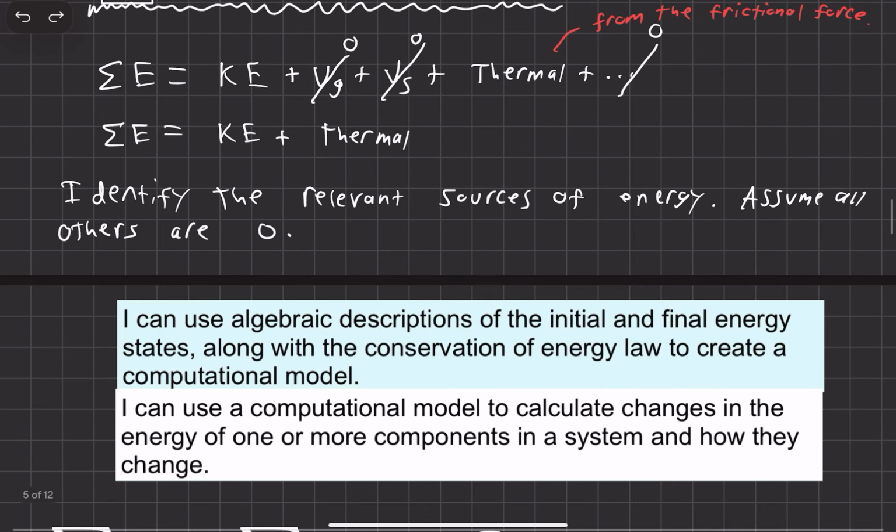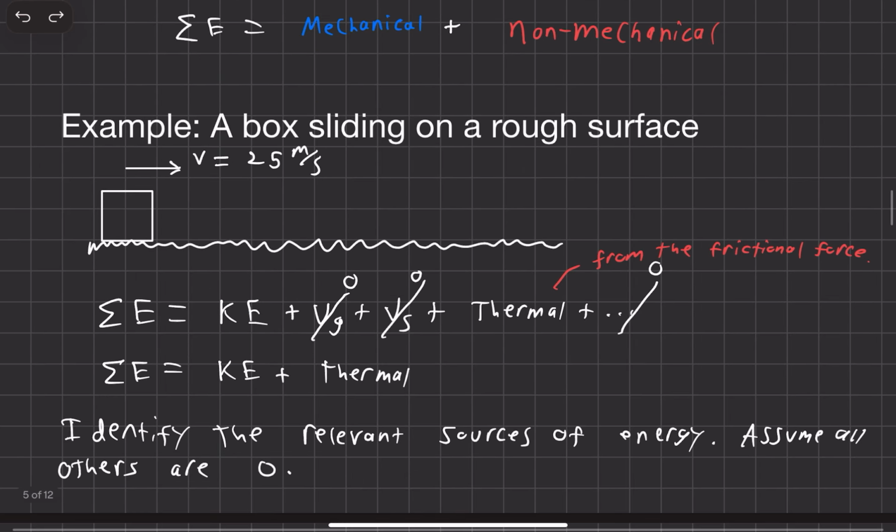And that is the total energy of that system. The skill is going to be to identify all the relevant sources of energy and assume all others are 0. Just like we did here, where we assumed gravitational potential energy is 0. And this U_S here is standing for spring energy. Well, we don't have any springs, so of course, spring energy is going to be 0.